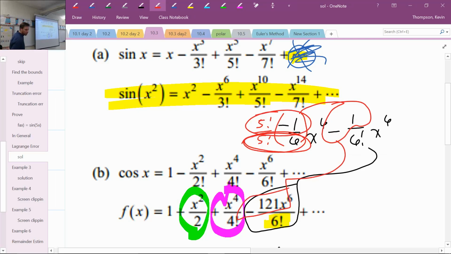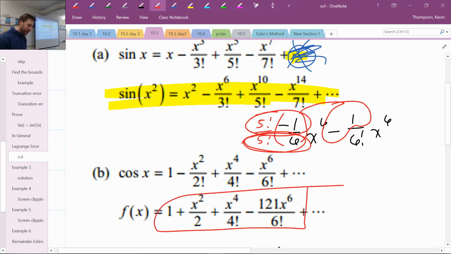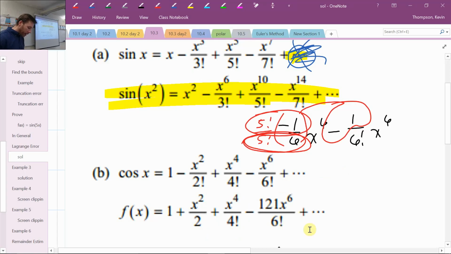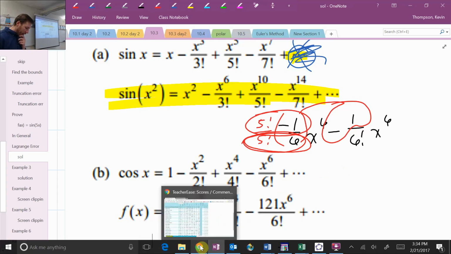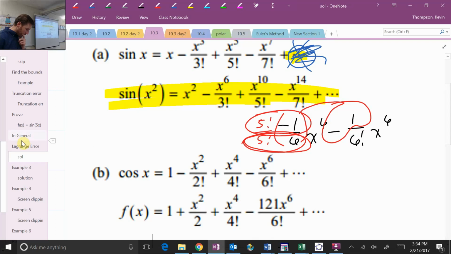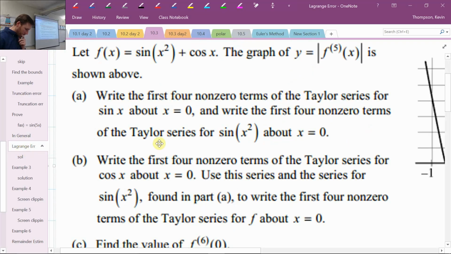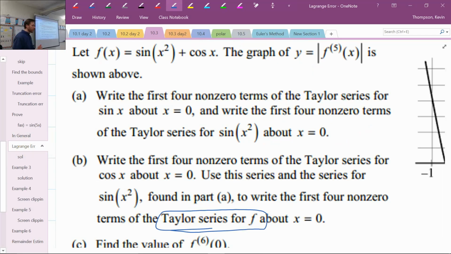Why didn't they include the extra terms? So here's an important point. Do you notice it said, write the first 4 non-zero terms? So I have now the first 4 non-zero terms. I can stop. So it's saying write the Taylor series for f. So I'm really wanting the polynomial that is f, not an approximation of f.